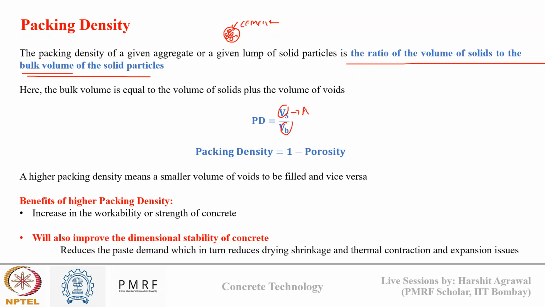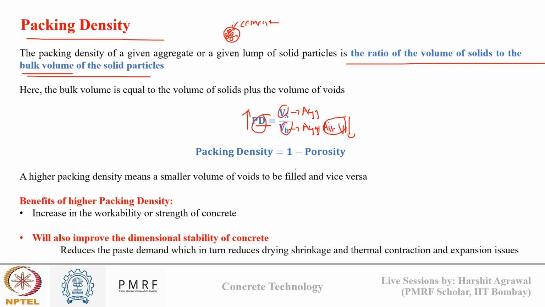Vs is my aggregate volume, and Vb, bulk, is my aggregate volume plus the void volume, the air voids which are trapped between aggregates. So if I have higher packing density, it means that my air voids are very low. And if I have higher packing density, my aggregates will act better as a filler, and they will further minimize the cement demand in concrete. That's why packing density of aggregate is talked about. If we write this in mathematical terms, PD is nothing but Vs upon Vb.